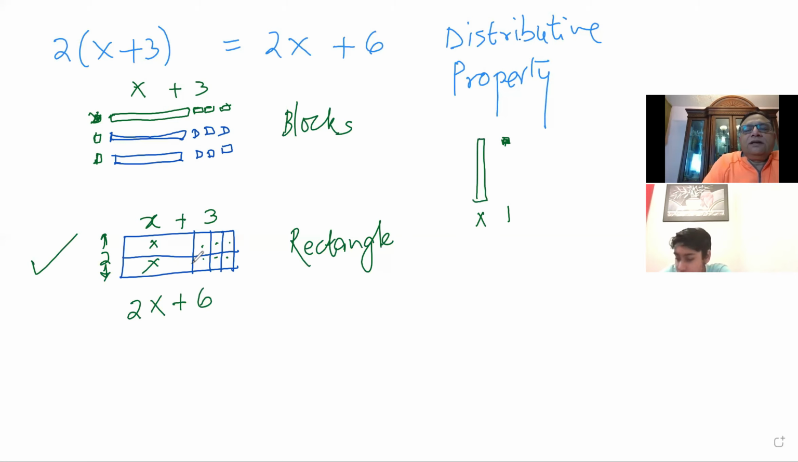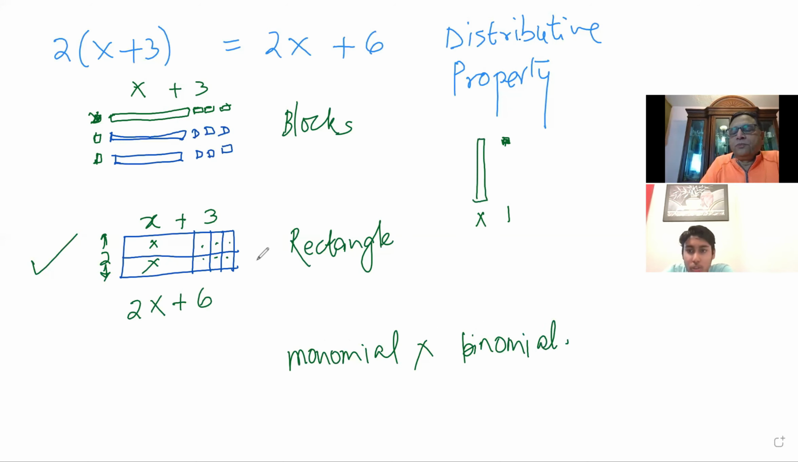So what we have done here is we have multiplied a monomial with a binomial. Is it okay? A binomial is two terms, a monomial is one term, right? Okay, sir.